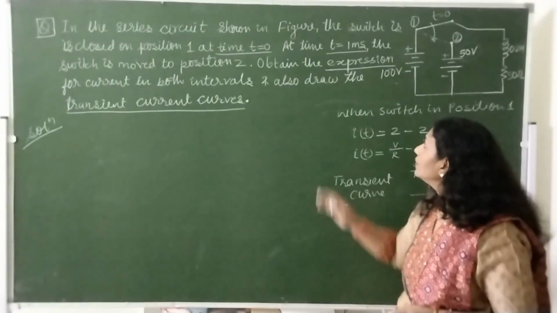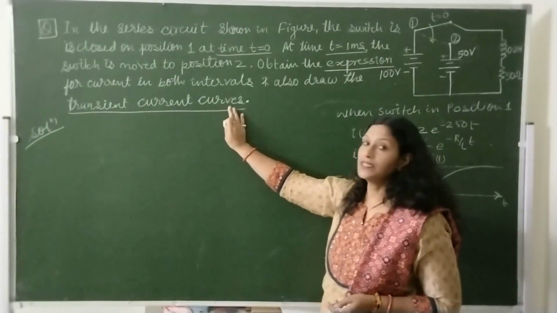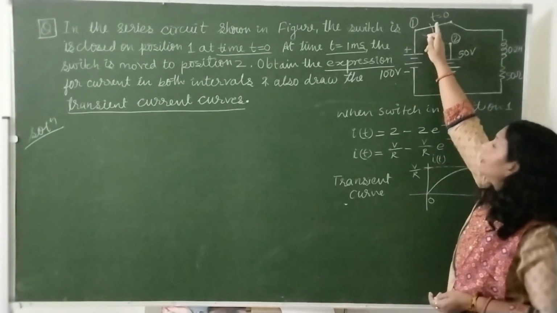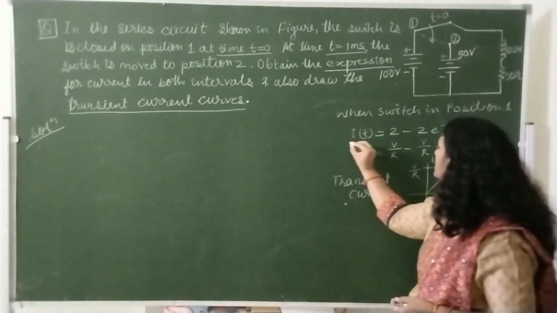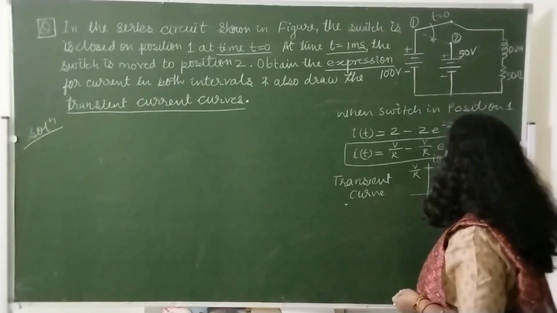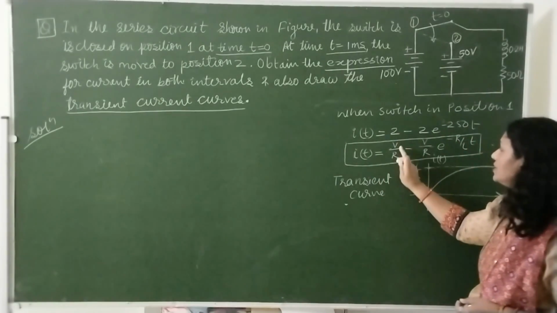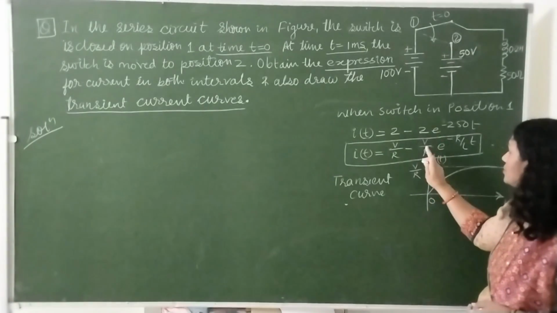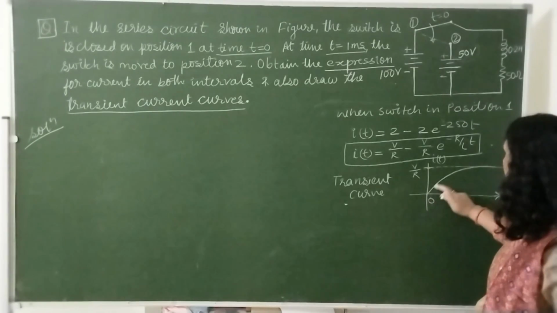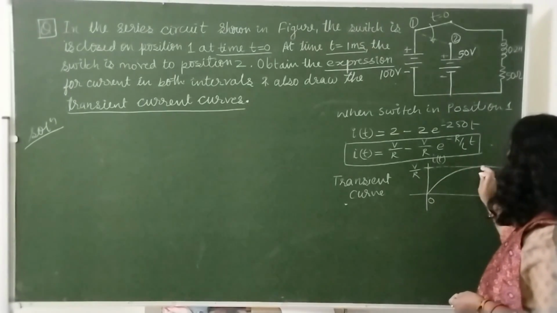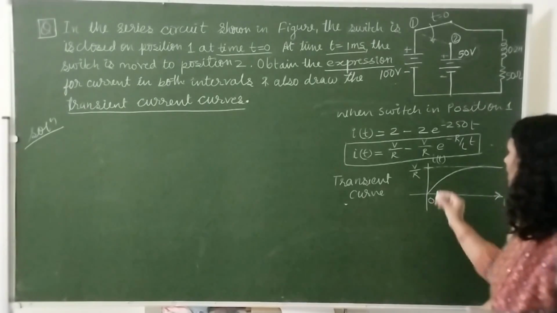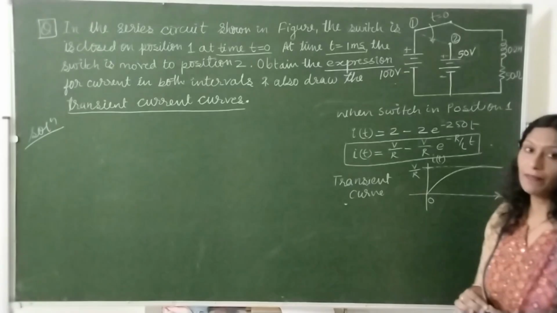So here we got both the expression as well as the transient current curve for this circuit when the switch is in position 1 at time t equals 0. So this is our expression, and in a standard form we can write it like this, because this 2 is nothing but V divided by R, and the exponent is minus R by L. And this is the curve which reaches its steady state at t equals infinity, and this is the maximum value, that is V by R.